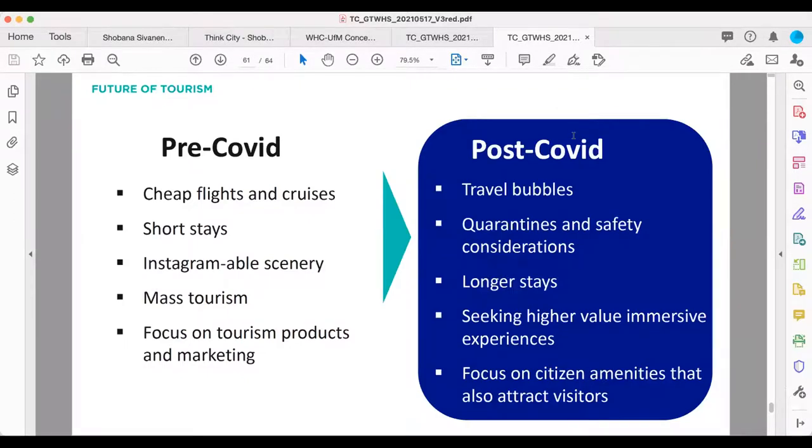Pre-COVID, we saw a lot of mass tourism led by cheap flights, and they were pretty much short stays. It was very much driven by the idea of Instagrammable scenery and a focus on tourism production. But post-COVID, we think there's going to be a rise of travel bubbles, and people are going to take a considerable amount of time through quarantines and safety considerations. Thus, it's going to result in longer stays, with demand for high-value, immersive experiences, and a greater need to focus on citizen amenities that will also attract visitors. Those are the interventions we may need to rethink as we go through this journey.